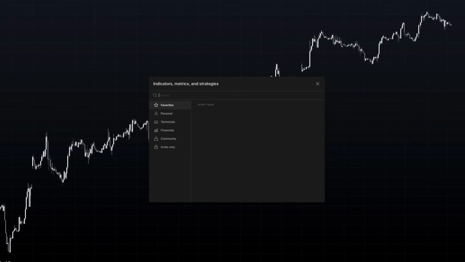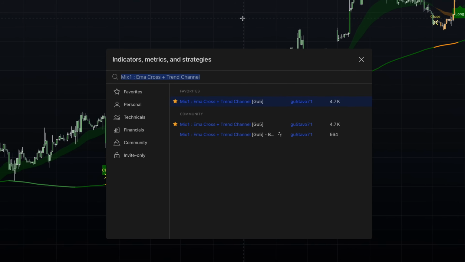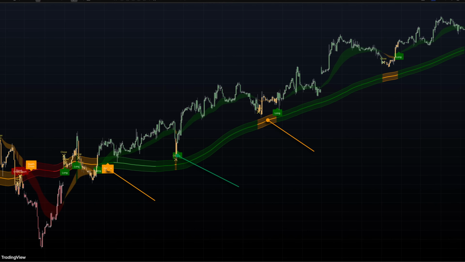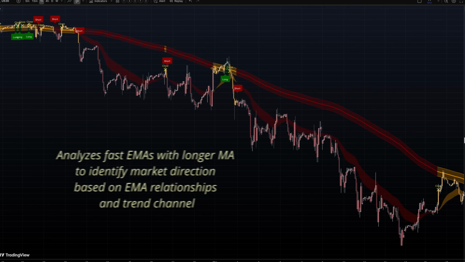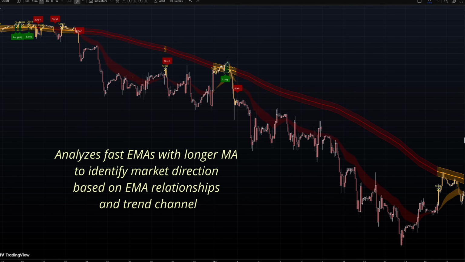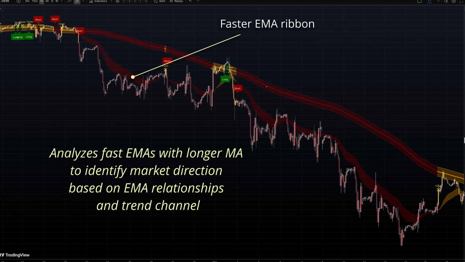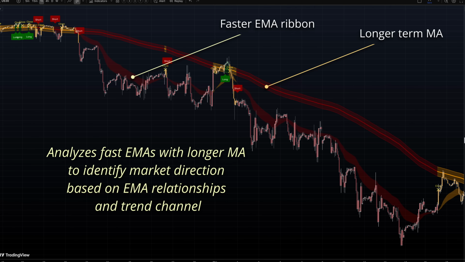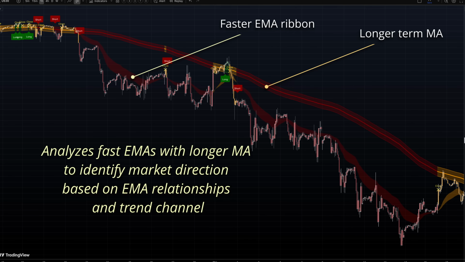Created by Gu5 Tavo 71, this PineScript indicator combines 3 technical analysis frameworks into a comprehensive trading system: EMA crossovers, trend channels, and the classic golden cross. The indicator identifies market direction by analyzing the relationship between faster EMAs, default 26 and 50 periods, alongside a longer-term moving average, default 200, that establishes the primary trend channel.